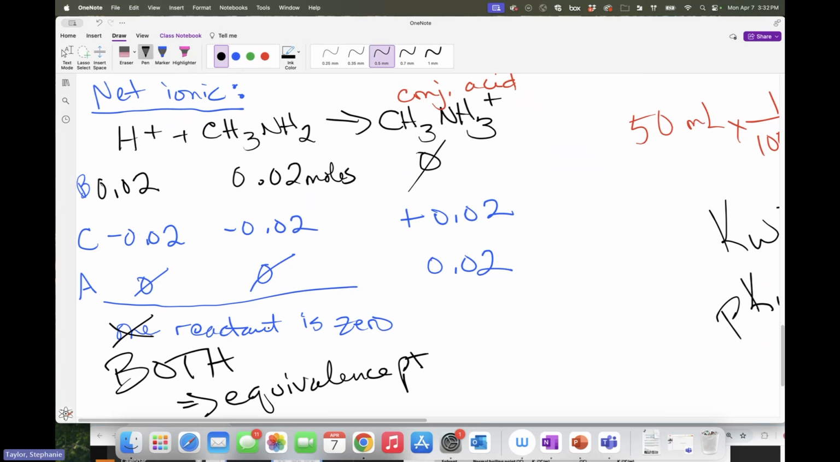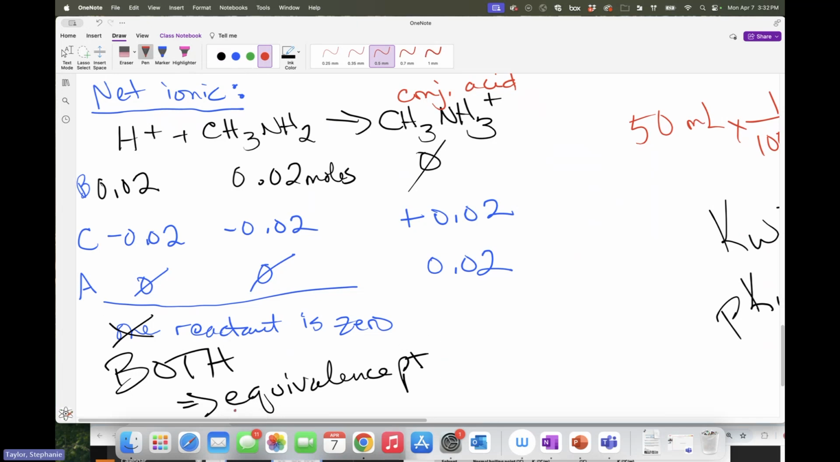So one, I know I'm at the equivalence point because I'm out of acid and I'm out of the weak base. So I ran out of the strong acid and I ran out of the weak base. I ran out of both of those things. I don't have either reactant. They're gone. I'm at the equivalence point. So that tells me that information.